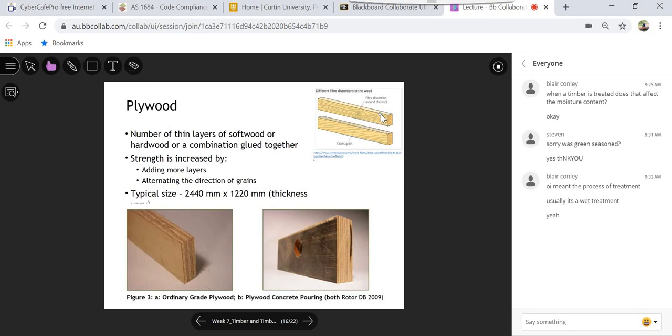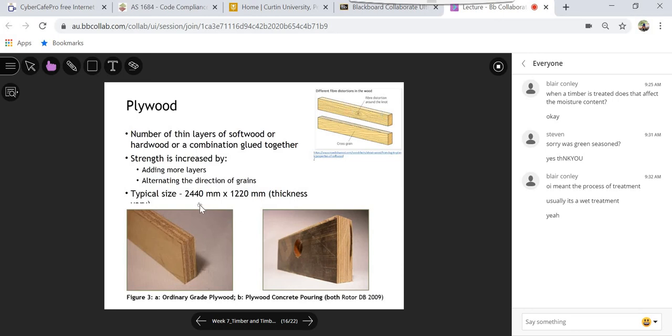What we can do is, when we combine thin layers together to form plywood, we can alternate the direction of the grains. In that way, we can increase the strength rather than adding more layers. Probably what we can do is both: adding more layers and changing the direction of grains. Also, in that way, we can get a better, stronger plywood.